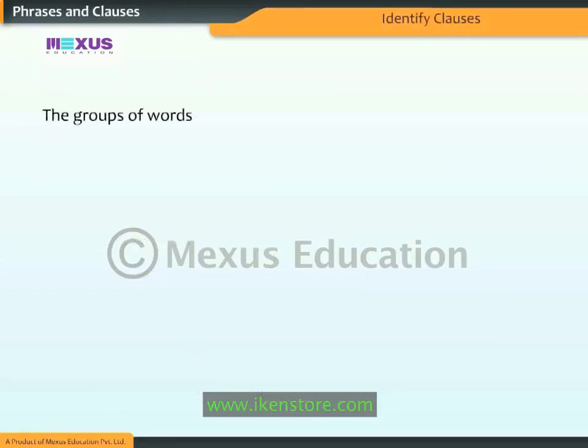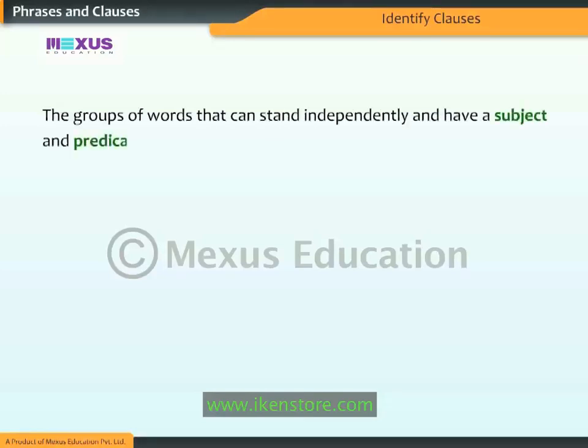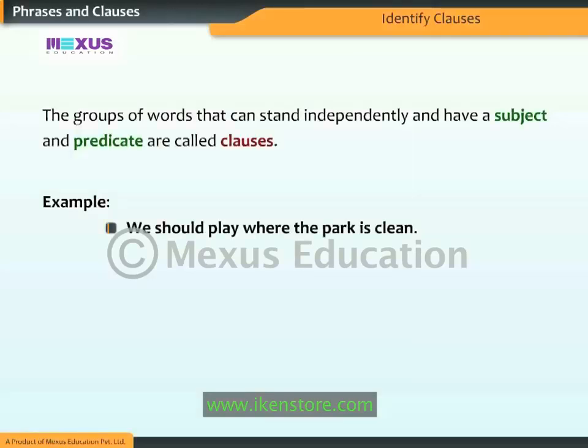The groups of words that can stand independently and have a subject and a predicate are called clauses. Consider the following sentence. We should play where the park is clean. This sentence is made up of two parts. 1. We should play, and 2. Where the park is clean. Even though both are part of the same sentence, each has a subject and predicate. Therefore, each part is a clause.